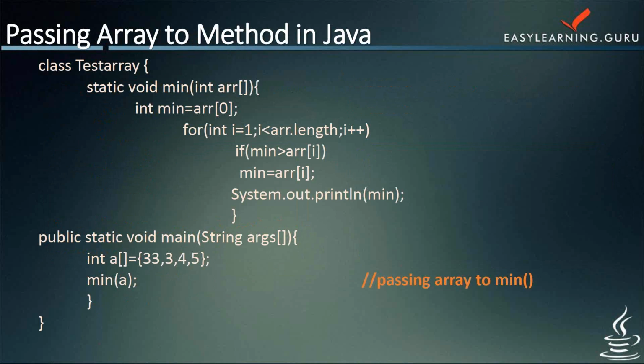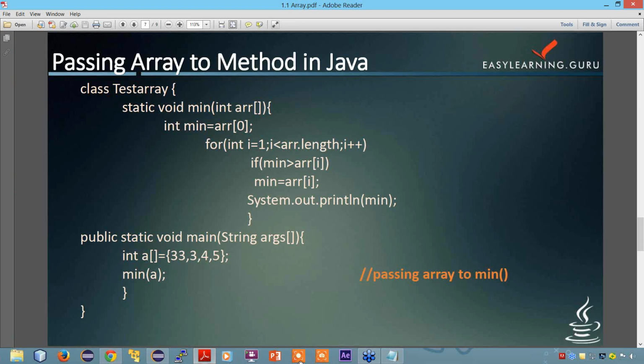So in case of an array, the array reference is passed by value. So when you pass an array to another method, actually the reference of the array is copied. So any changes in the content of the array through that reference will affect the original array, but changing the reference to point to another array will not change the existing reference in the original method. So we'll take an example for this.